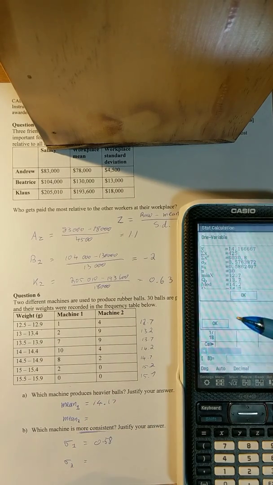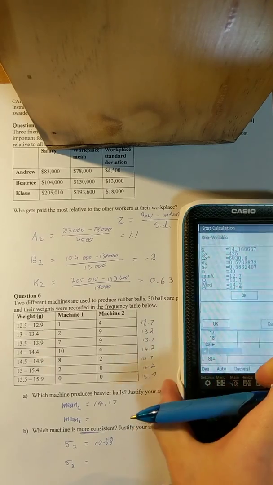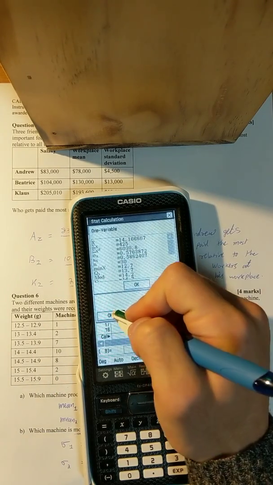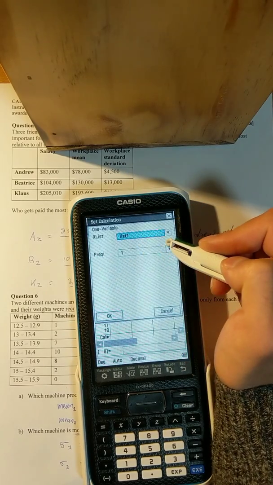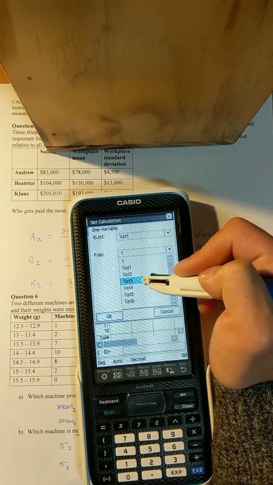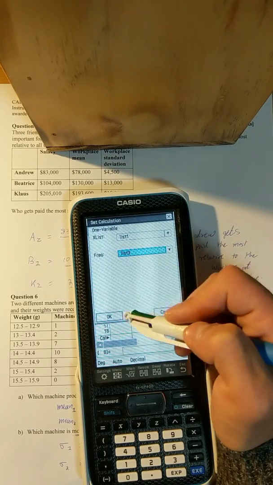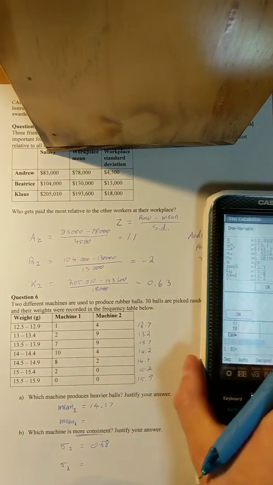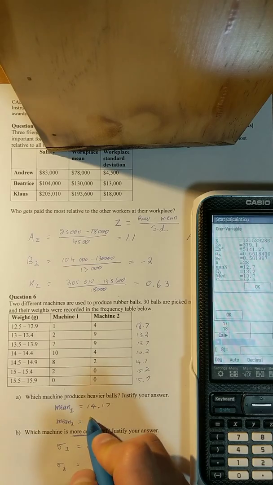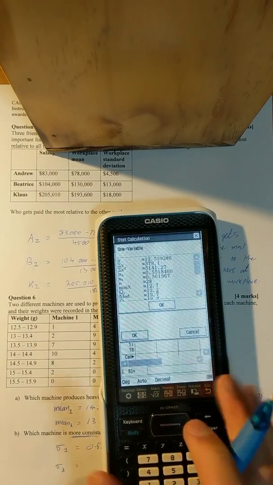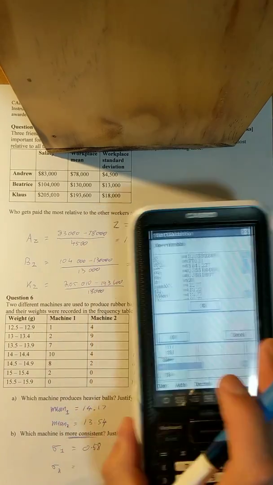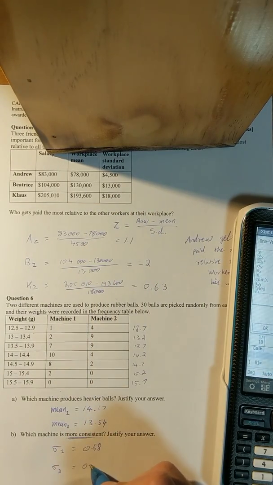Let's do the same for machine 2. Calc, 1 variable, X list is list 1, frequency is now list 3 because that's where I put my frequencies for machine 2, and I get that there is a mean of 13.54 and that there is a standard deviation of 0.55.